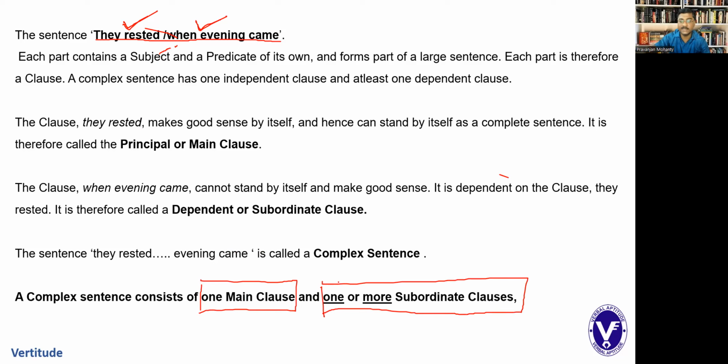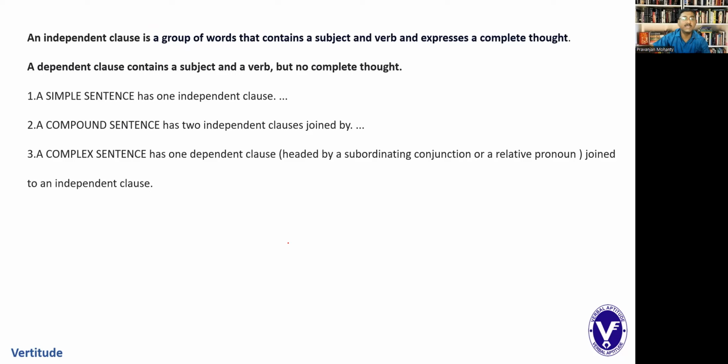So now what we understand? A compound sentence, let's see the next slide. A simple sentence. An independent clause is a group of words that contains a subject, a verb, and expresses a complete thought. That's an independent clause, right? I was just mentioning that. What is an independent clause? Because they need to understand all this jargon, no? Jargon has to be in technical words, has to be understood. A dependent clause contains a subject and a verb, but no complete thought. But this expresses a complete thought, right? So a simple sentence has one independent clause. Simple sentence: I eat, I go to school, he plays cricket.